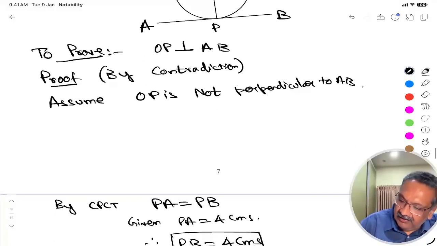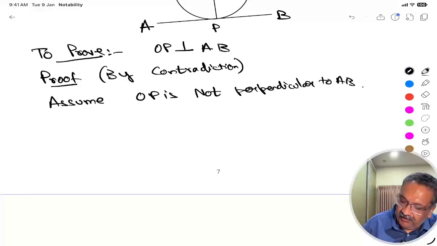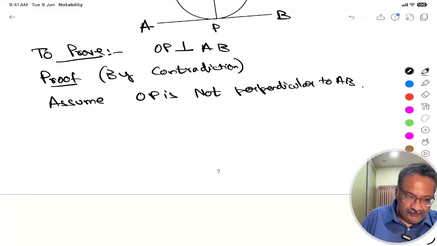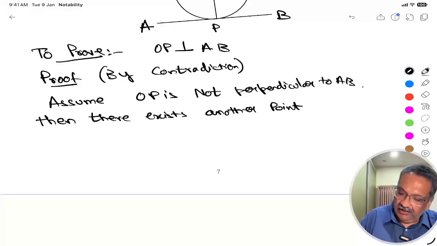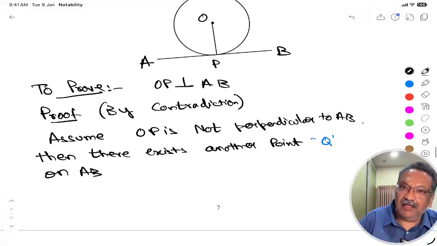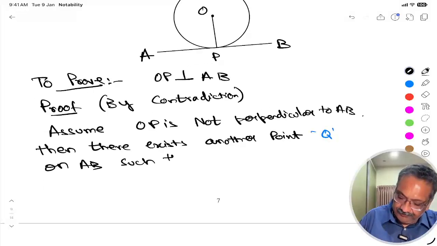Alright, now what does this mean? OP is not perpendicular, so what does it mean? That means there exists another point, say I will call it Q. There exists another point Q which is on AB, on this same line AB. Okay, such that PQ will be perpendicular to AB.